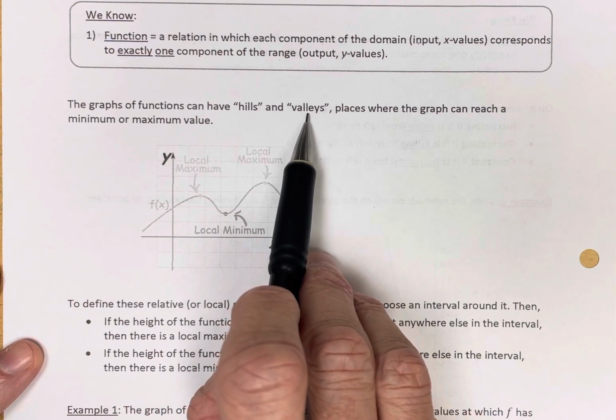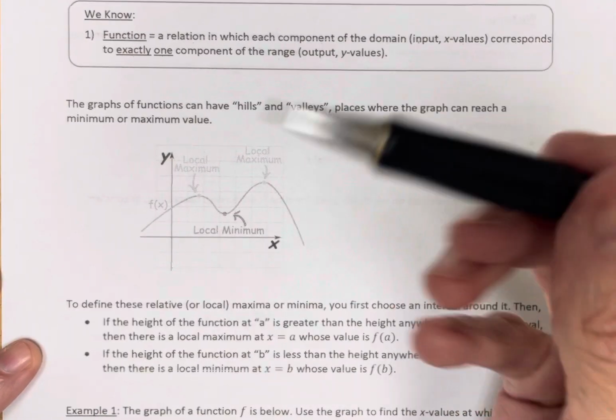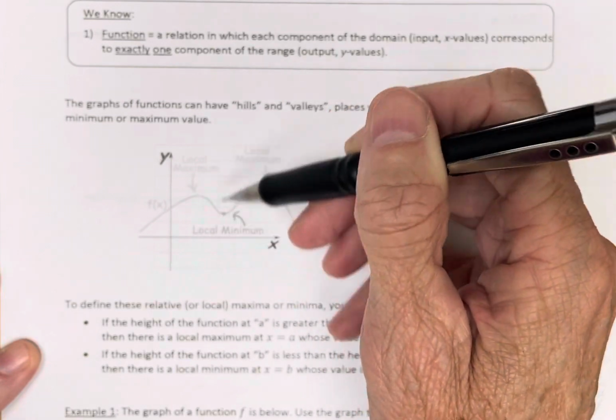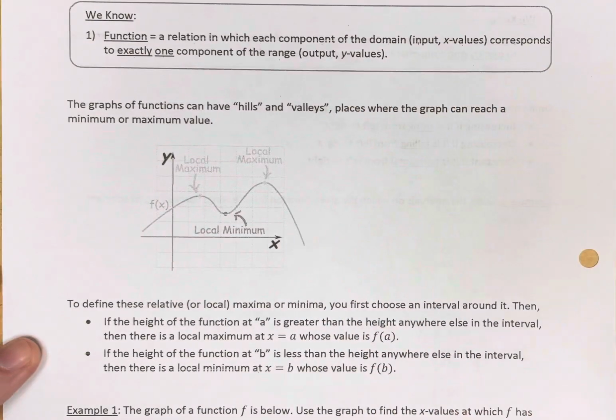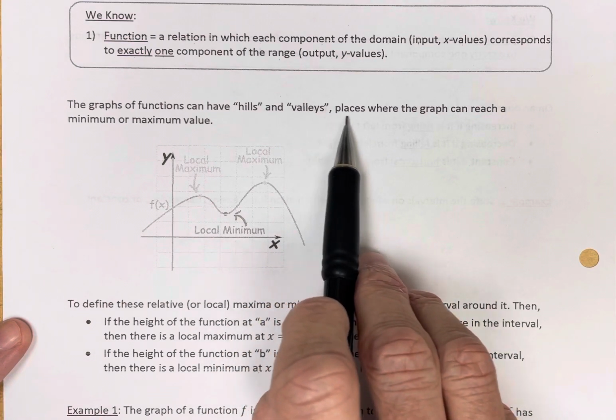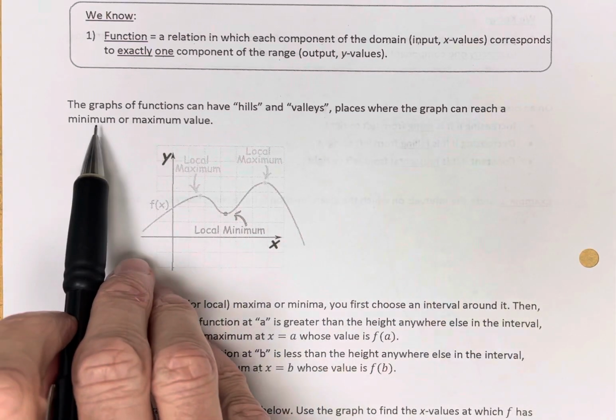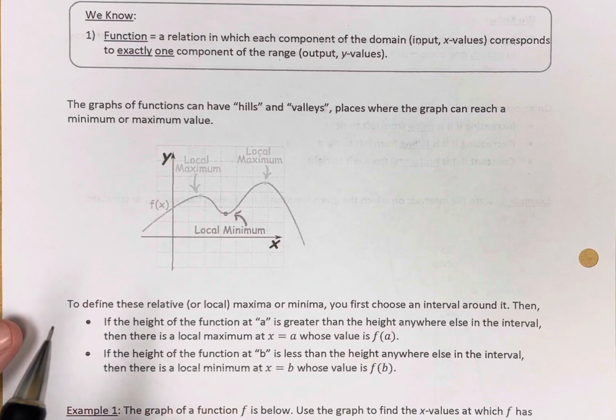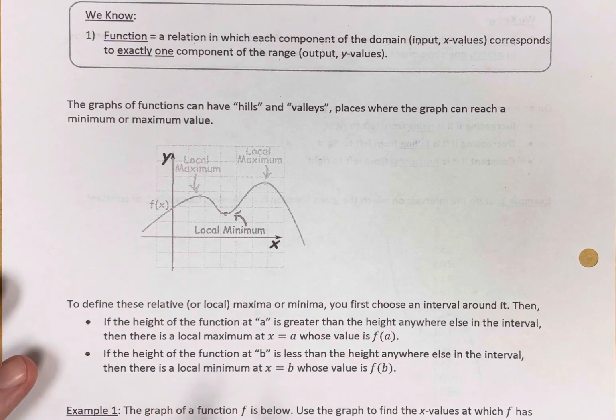Now remember, it still has to pass the vertical line test, so all vertical lines can only touch the graph in one place for it to be a function. And these hills and valleys are places where the graph can reach a minimum or a maximum value locally, right in that little area.